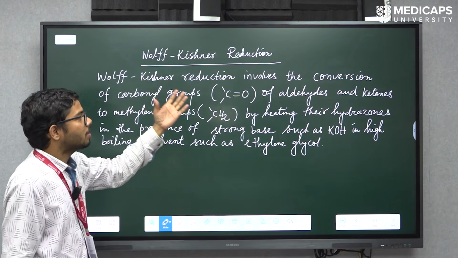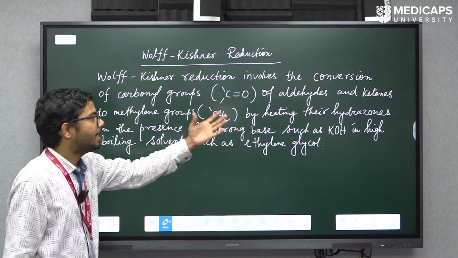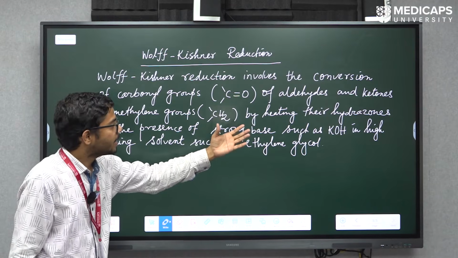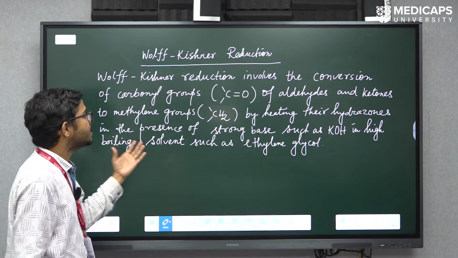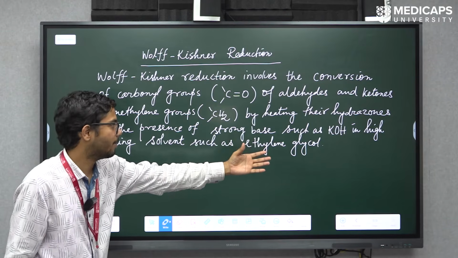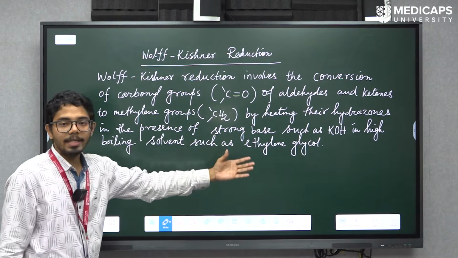Wolff-Kishner reduction involves the conversion of carbonyl groups of aldehydes and ketones to methylene groups by heating their hydrazones in the presence of a strong base such as KOH, that is potassium hydroxide, in a high boiling solvent such as ethylene glycol.